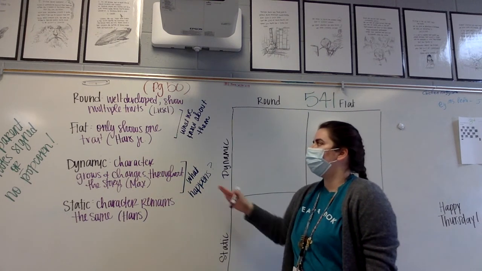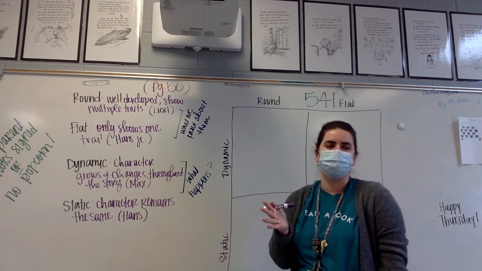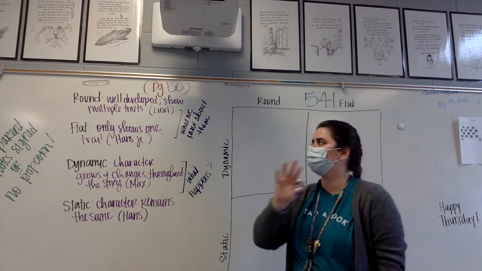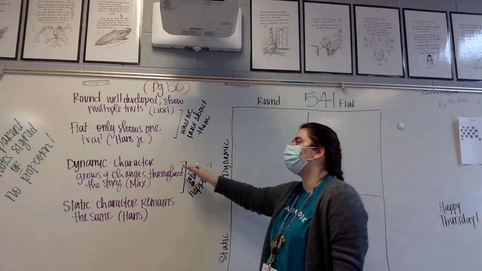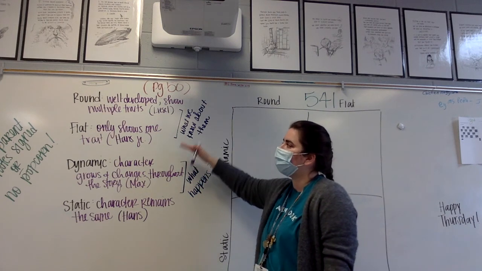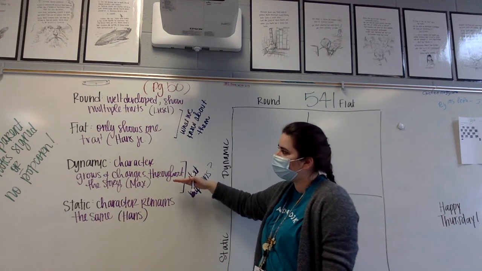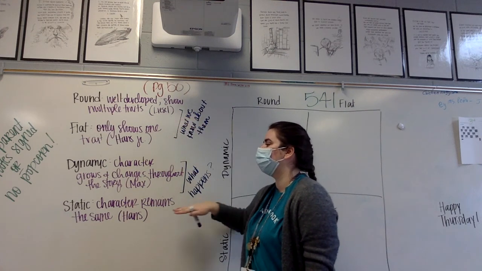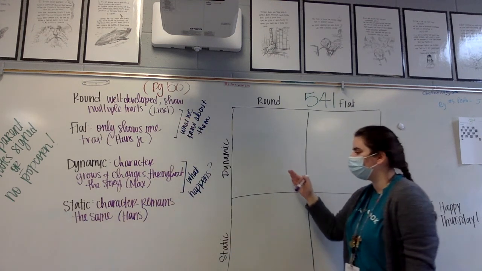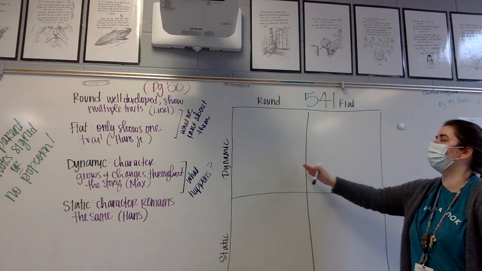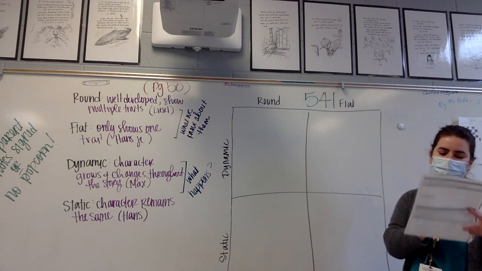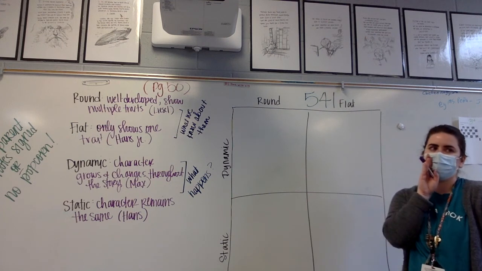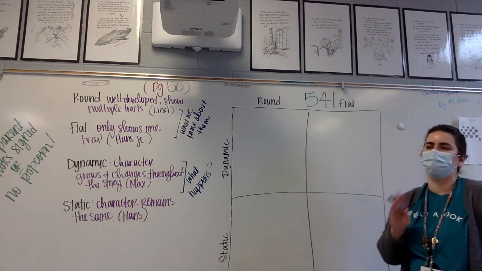So when we say, what type of character is this? You're going to give 2 words. You're going to decide, are they round or flat? And then you're going to decide, are they dynamic or static? So you might have a round dynamic character. You might have a round static character. So that's what these boxes on the second half of your paper are for. You've got a list of characters, which I was too lazy to rewrite on this board, so we're just going to all look at our papers.